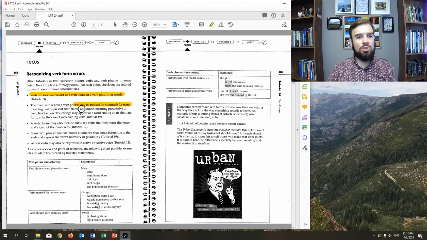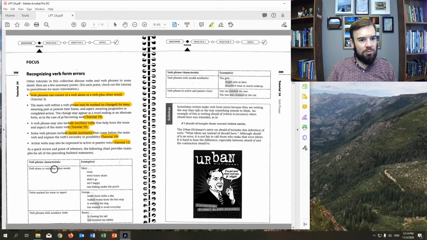Next, the main verb within a phrase may be marked or changed for tense, meaning past or present time, and aspect, meaning progressive or completed action. The change may appear as a word ending or an alternate form, as is the case where go becomes went, and this was for tutorial 19. A verb phrase may also include auxiliary verbs that help form the tense and aspect of the main verb, also from tutorial 19. Some verb phrases include modal auxiliaries that come before the main verb and express the verb's necessity or possibility. Those are modals, and that's also tutorial 19. And action verbs may also be expressed in active or passive voice. That's tutorial 11. So as a quick review and point of reference, the following chart provides examples for all of the preceding bulleted statements.